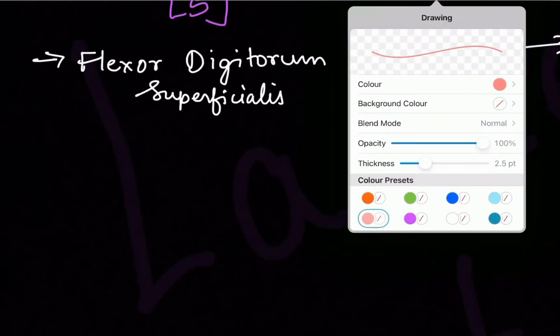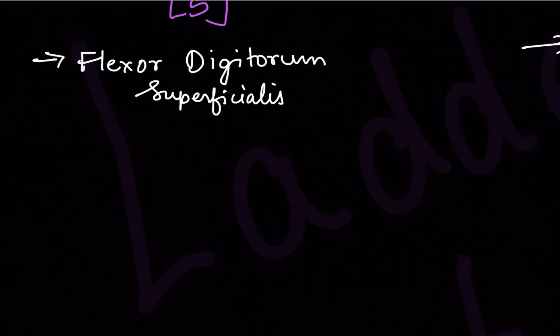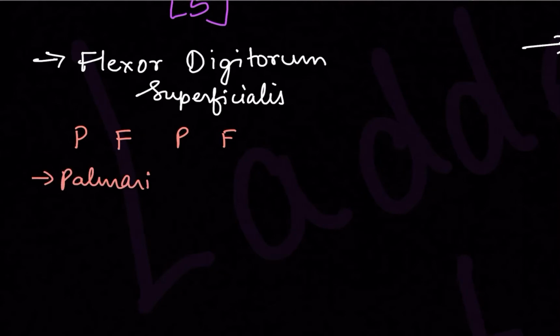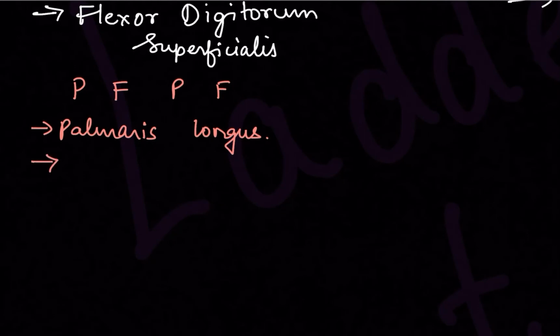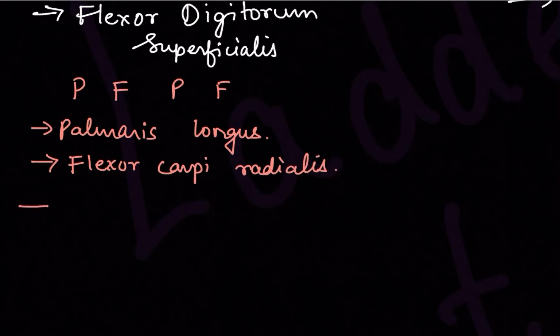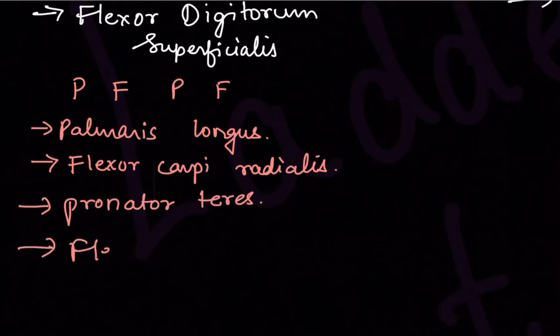Now, you can remember the superficial muscles by a mnemonic, that is PFPF. Starting with the first P, that is palmaris longus. Then the first F is flexor carpi radialis. Then again P comes, pronator teres. Then again F comes, flexor carpi ulnaris. Okay. So it's very easy.